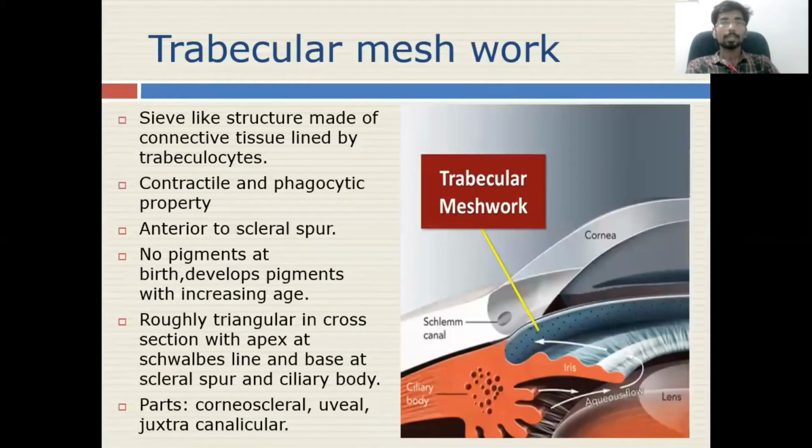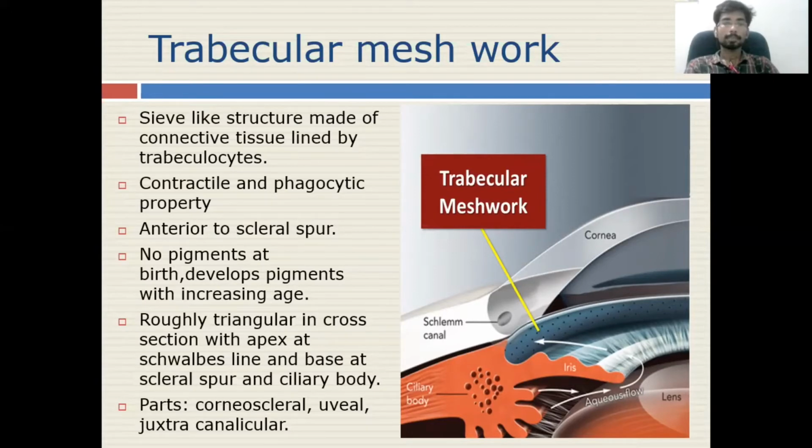Next is the trabecular meshwork. The trabecular meshwork is a sieve-like structure made of connective tissue lined by trabeculocytes. It has contractile and phagocytic property. Its location is anterior to the scleral spur, and there will be no pigments along the trabecular meshwork at birth, but pigments develop with increasing age. It is roughly triangular in section with its base at the ciliary body and scleral spur and apex at Schwalbe's line.